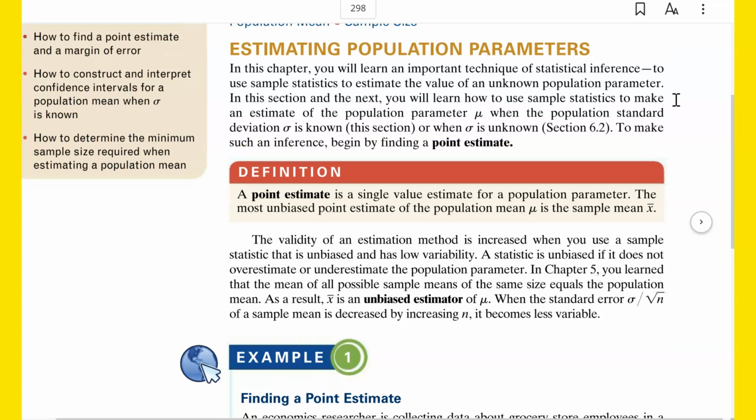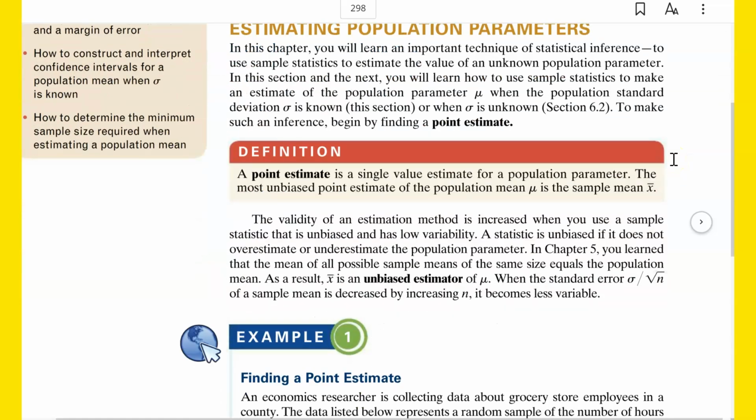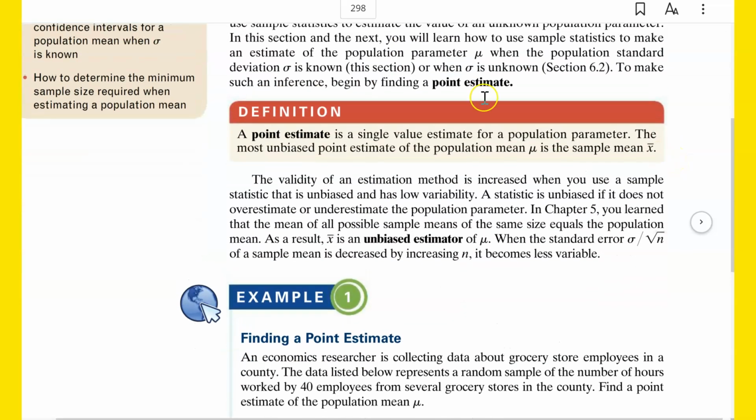So 6.1 is how to construct a confidence interval for the mean when you know the population standard deviation somehow. 6.2 is how to construct the confidence interval for the mean when you don't know the population standard deviation at all. So, to make such an inference, begin by finding a point estimate. A point estimate is a single value estimate for a population parameter.